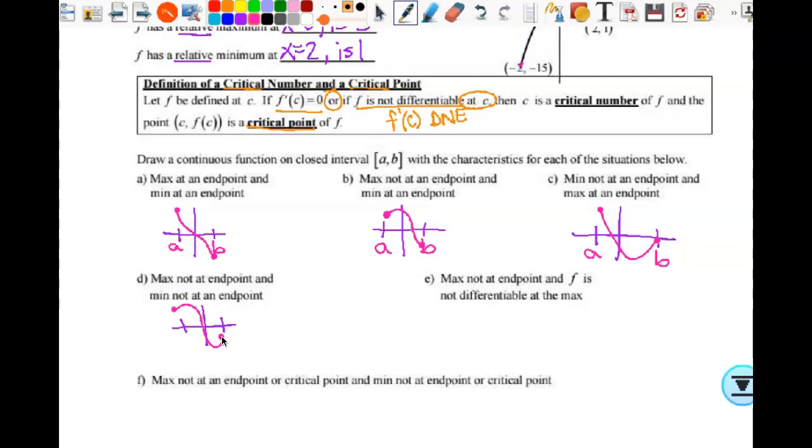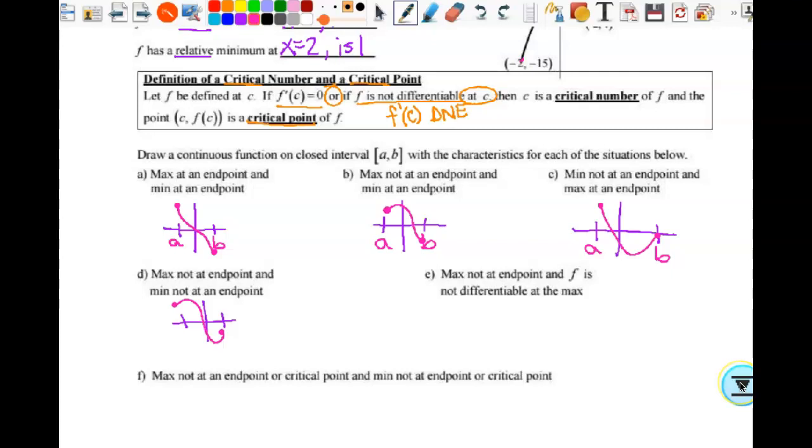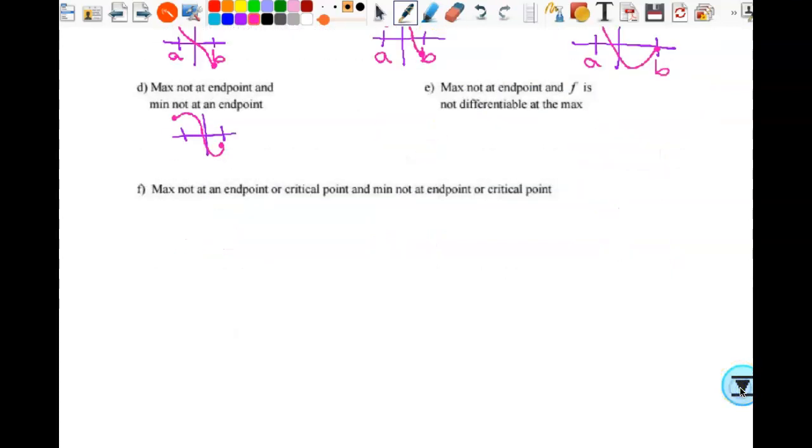Max not at an endpoint, and f is not differentiable at the max. So what's something that we could do? It's probably the easiest thing to draw where it's not differentiable. Sharp point, maybe? I mean, it's a matter of opinion which one's the easiest to draw, but I think that works. So if I want my max not at an endpoint, it doesn't really say anything about the minimum, and it also can't be differentiable at the max, then it could look something like that, right?